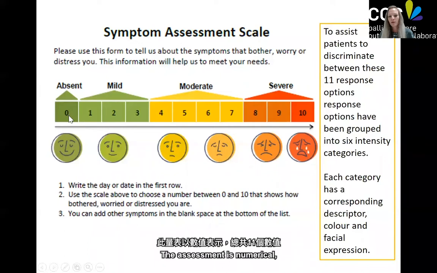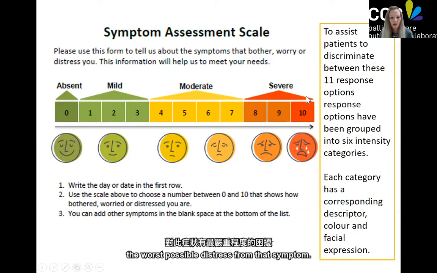The SAS is an 11-item numerical rating scale, with 0 being absent distress, not absent symptom, but absent distress from that symptom, and 10 being severe, the worst possible distress from that symptom.